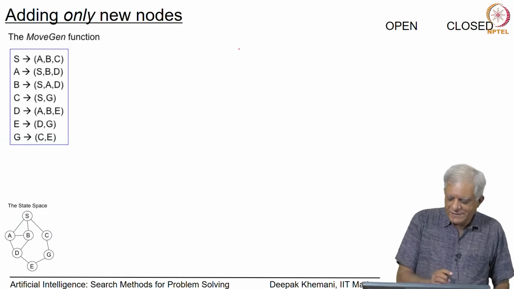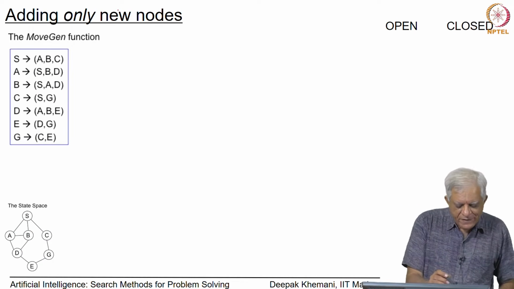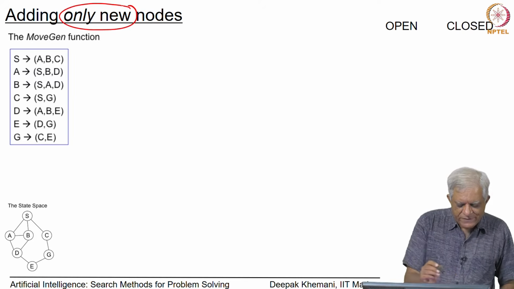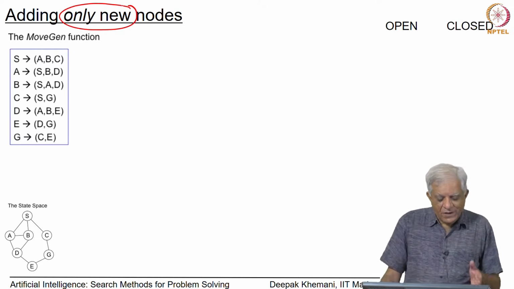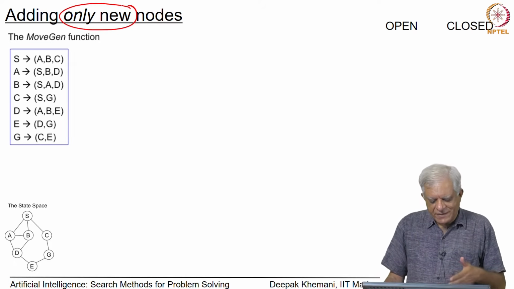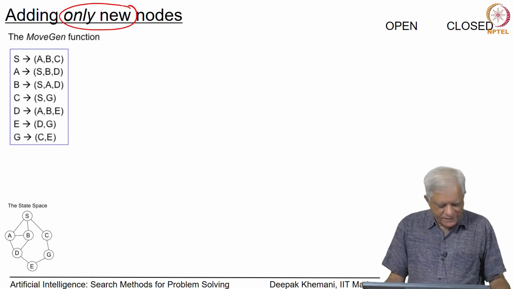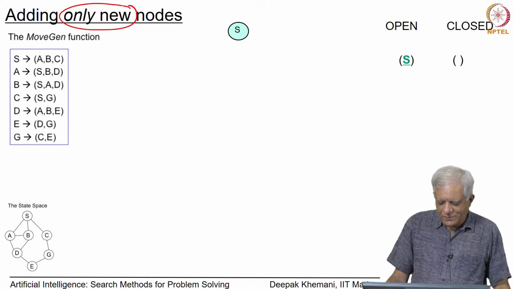So, this is the next version of the algorithm: we add only new nodes, which means nodes which have not been added to the graph at all. So now every node is added to the search tree that we are generating exactly once. Let us follow the process of this algorithm.